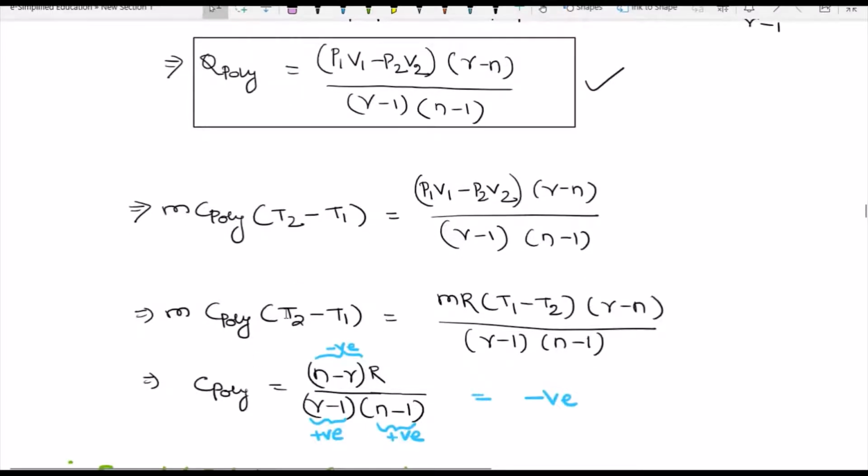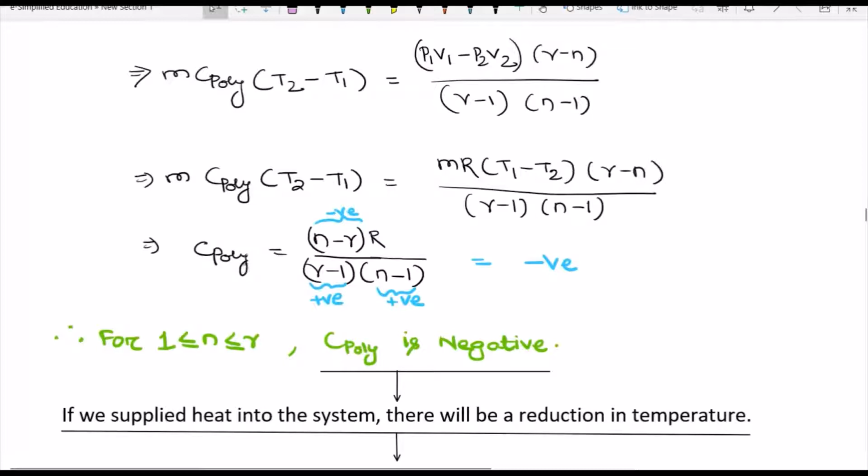Again, in the first we have defined the definition for the heat transfer, that is mCp delta T. If I write for Q polytropic process, m C polytropic into delta T, it will be equal to this. Then if I get the polytropic specific heat, it will be like this. So n minus gamma will be negative, because n is less than gamma, it is always, and gamma is greater than 1, n is also greater than 1. So for this, the net expression for polytropic specific heat will be negative.